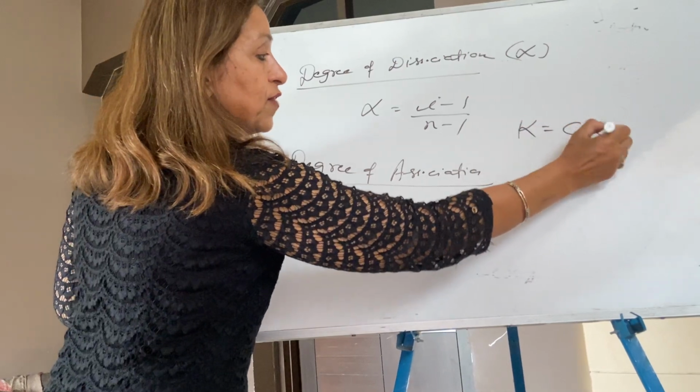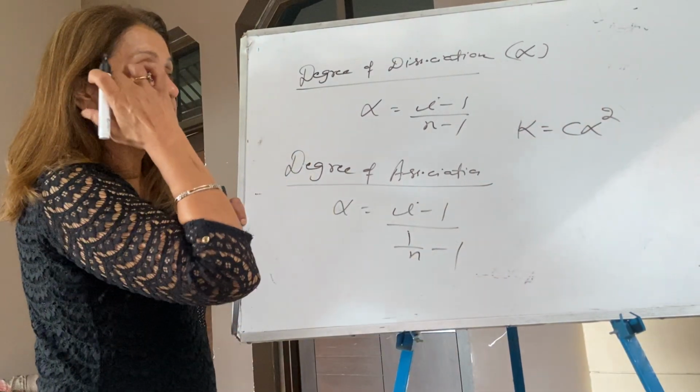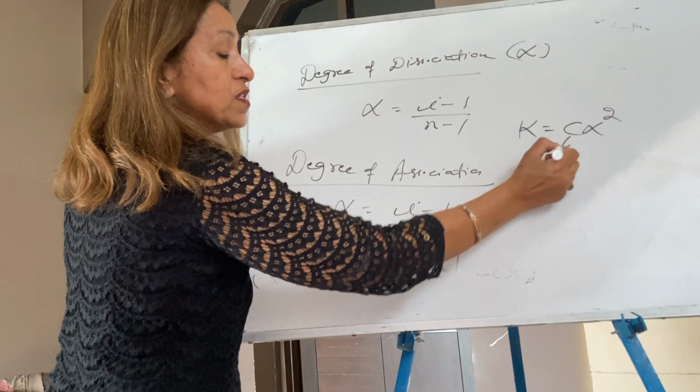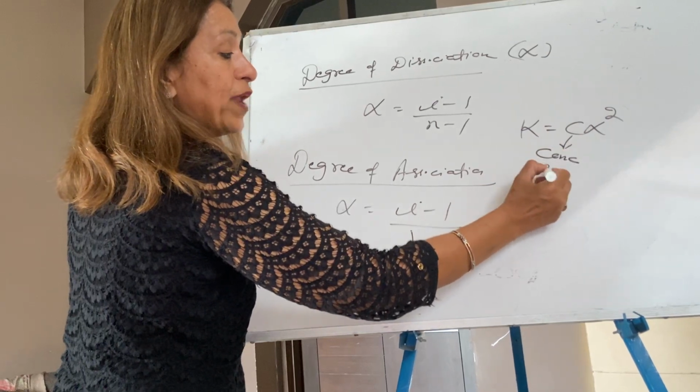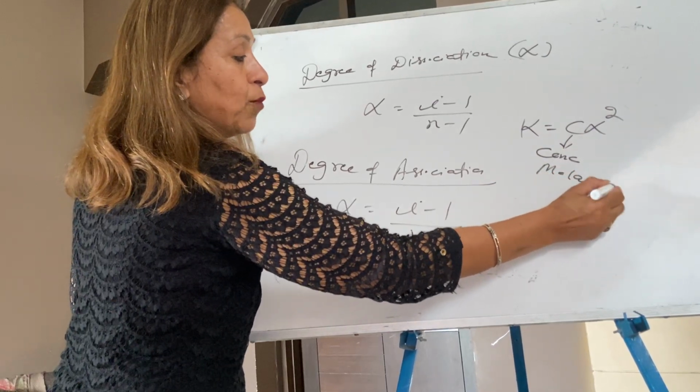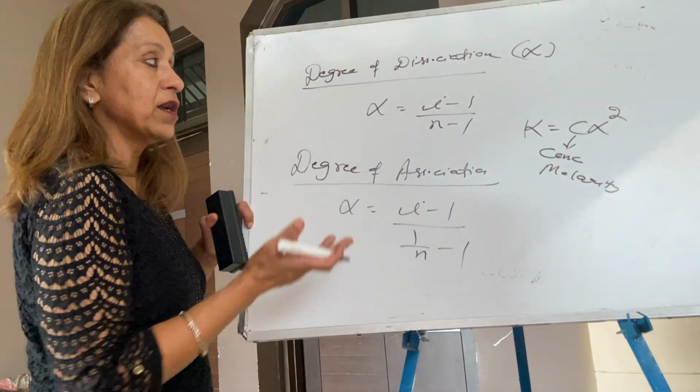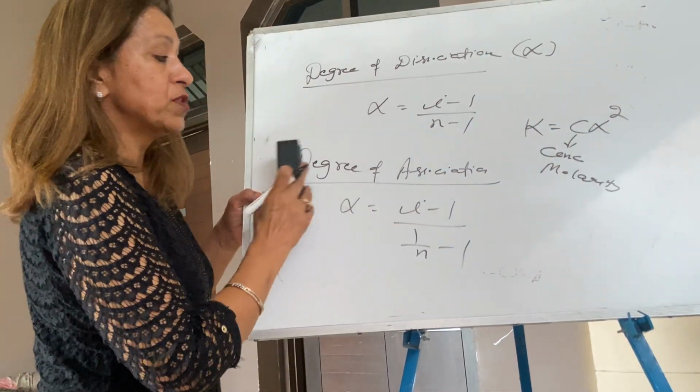K is equal to C alpha squared. And what is C? C is your concentration. You can calculate molality, whatever it will be, put here. So now I will take the numerical. This is all about it, and how this formula is derived.